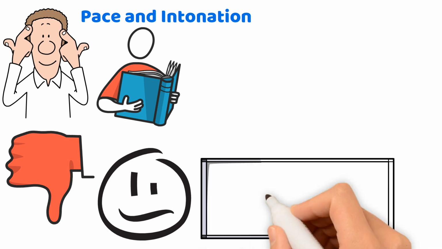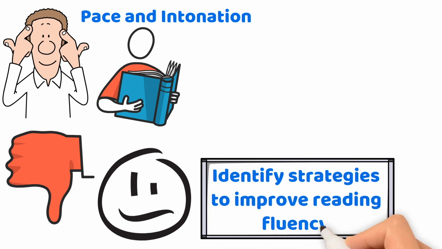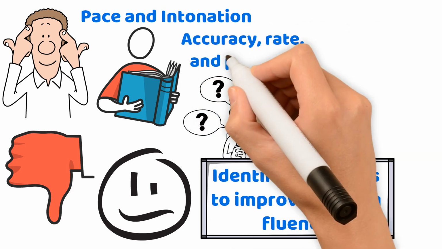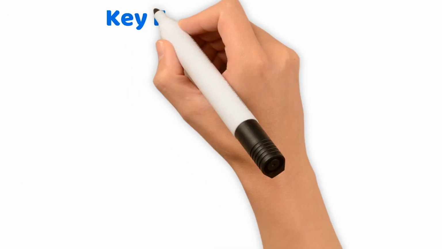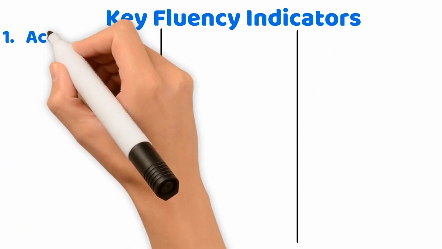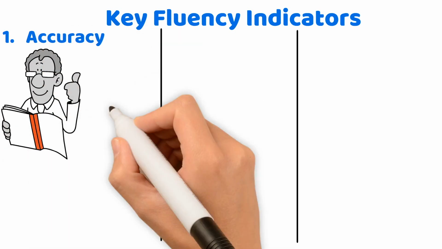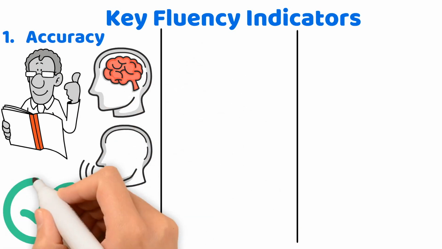On test day, look out for questions that ask you to identify strategies to improve reading fluency. These questions are testing your understanding of how accuracy, rate, and prosody interplay to enhance reading comprehension. Here are the 3 key fluency indicators that you need to know. 1. Accuracy. This is all about reading the right words. A fluent reader recognizes and pronounces words correctly, which is foundational to reading smoothly.